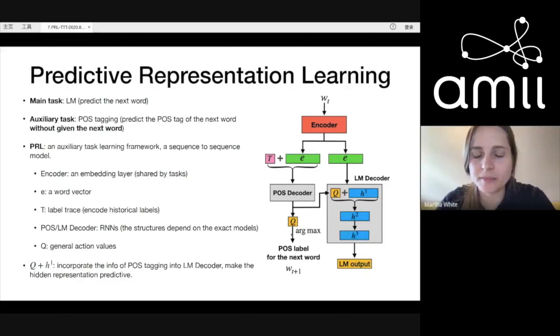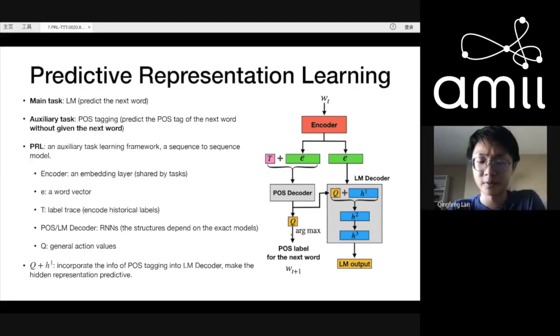Maybe I'll just follow up with that. I think that question is also coming from the fact that here you're predicting the label of the next word, and so that does feel very naturally like a supervised learning problem. So then what do you think you're gaining from using action values? You said it performs better, but do you have any idea why?